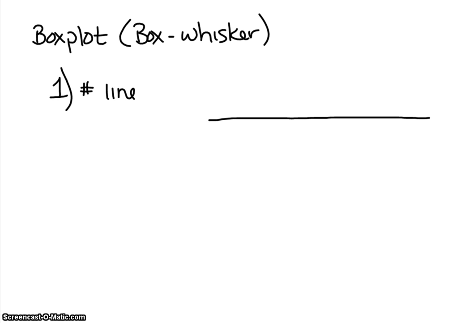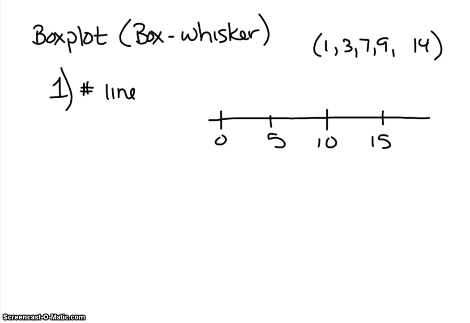Because sometimes, say, my 5-number summary looks like this: 1, 3, 7, 9, 14. And if all I do is say, here's 1, here's 3, here's 7, here's 9, now they all look like they're spaced out the same. So that's why we always want to start with the number line, because we want to see that spread. So maybe I go 0, 5, 10, 15.